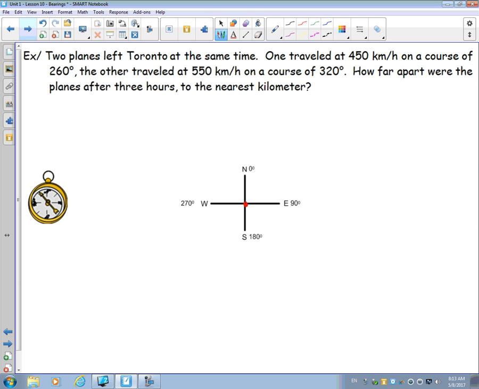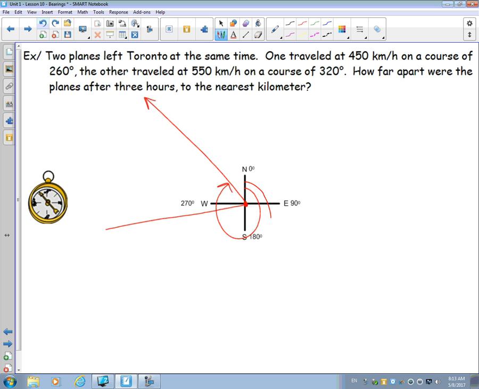Our starting point is in the middle, at Toronto. One plane traveled on a course of 260. So 260 is not quite 270, it's just below it. It's like the measurement all the way around to here. That's 260. The second one traveled a course of 320. Well, 320 is more than 270, so it's up there somewhere. Again, that's the distance there.